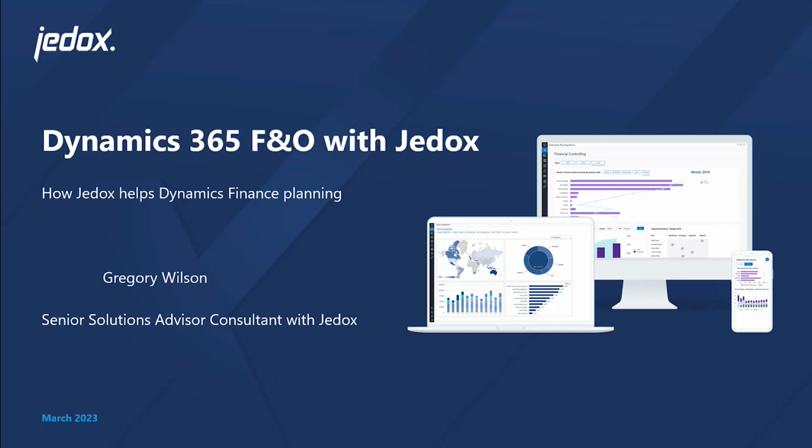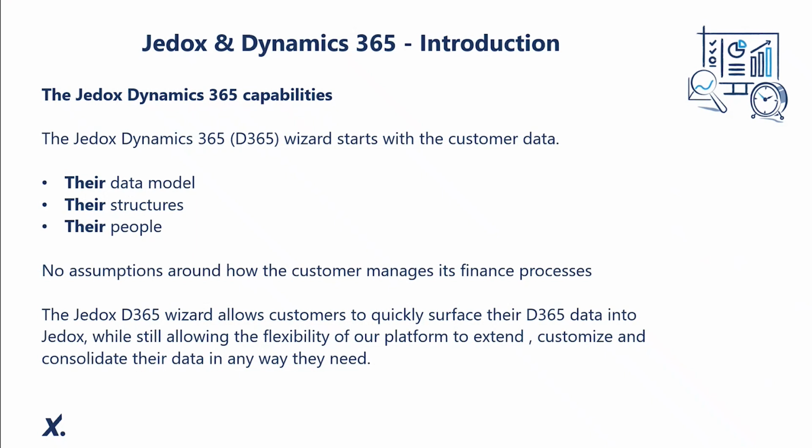Today we're going to talk about Dynamics 365 F&O with Jedox. Now, Jedox has a 365 wizard that allows you to pull data from Dynamics 365. We're not making any assumptions on the data that we're pulling. It can be the customer's data models, their structures, people, accounts, doesn't really matter. And the wizard allows the customer to quickly resurface that data into Jedox and to flexibly create reports and things as you need to look at it.